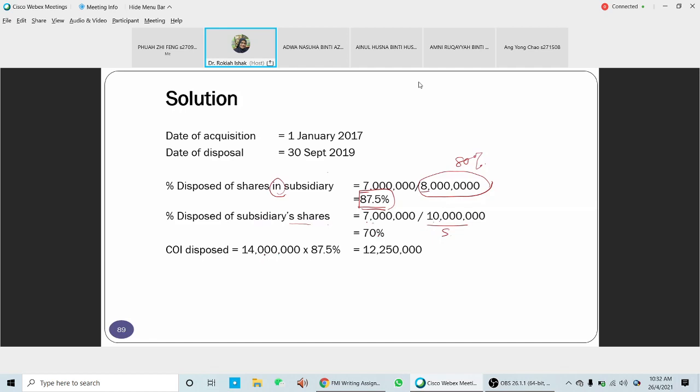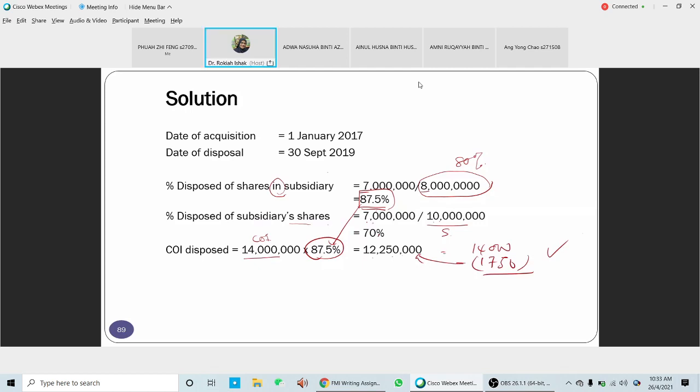Yeah? So the COI that you dispose here, 40 million is the COI, times the percentage that we dispose, which is 12250. Like the one that we calculated previously, 14 million minus 1750. At the end, you're going to have the same amount, either way. Okay, this one is the simple one. You need to calculate this one.